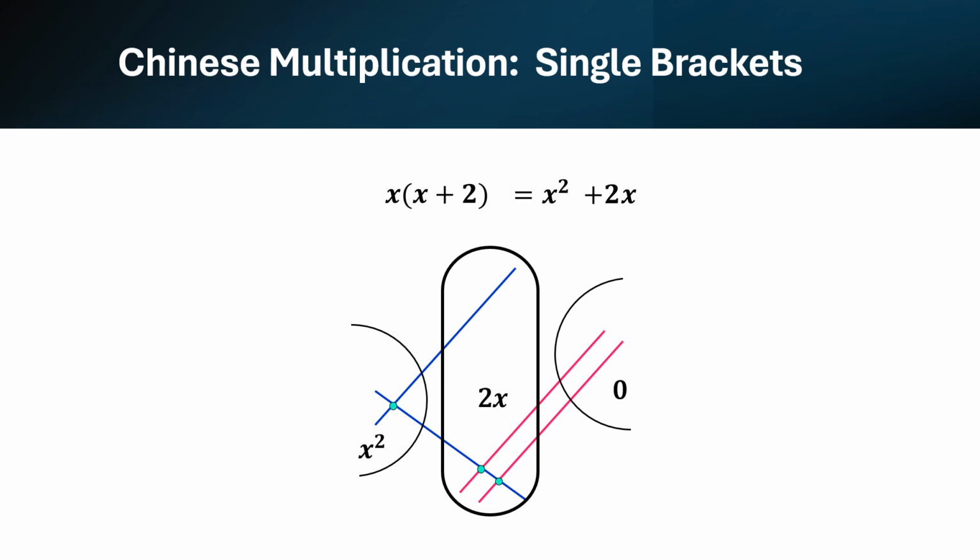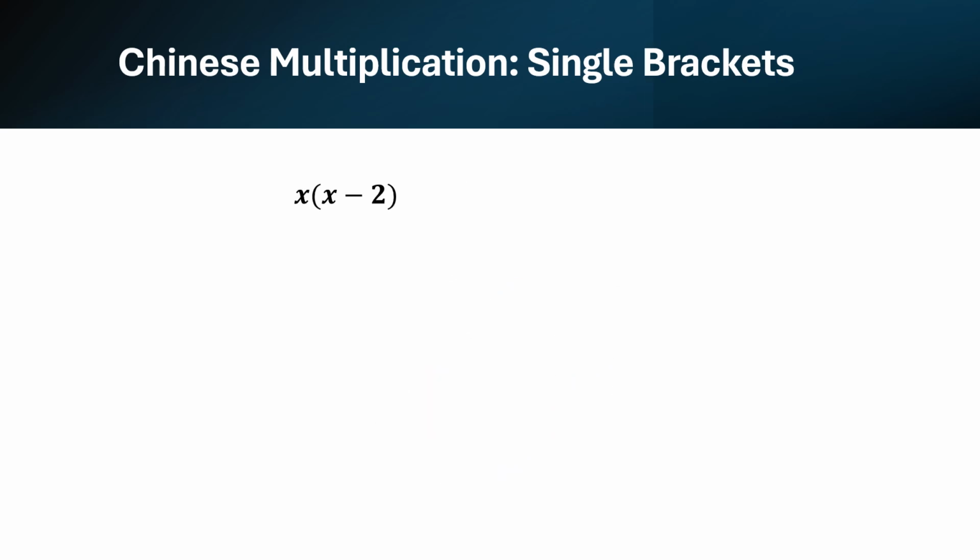Okay, next. I have another example there. So x open bracket x minus 2. We are going to do the same thing. So we need to recognize that when we multiply these two linear expressions, we'll get a quadratic polynomial. So to represent x, we are going to draw a solid line.